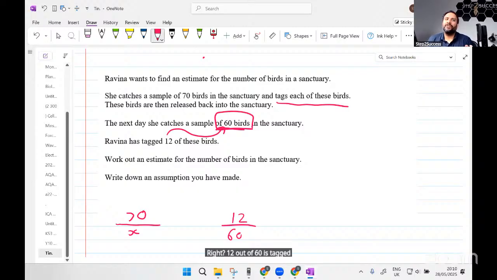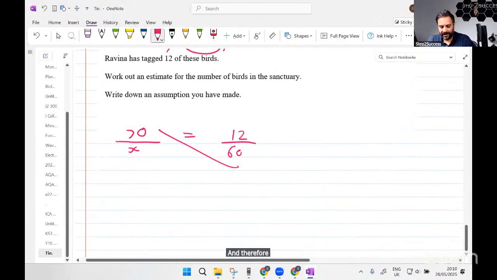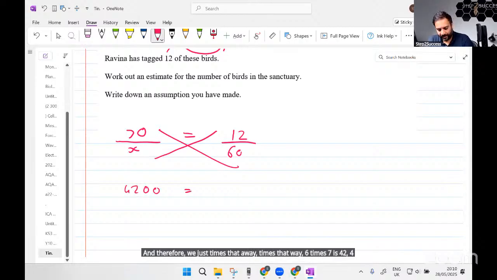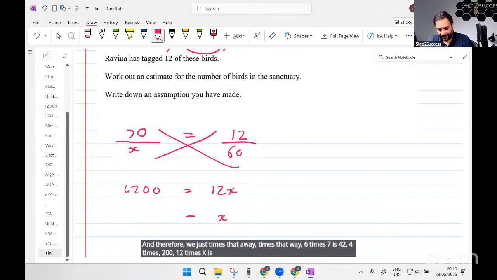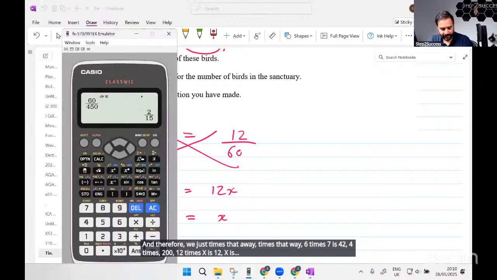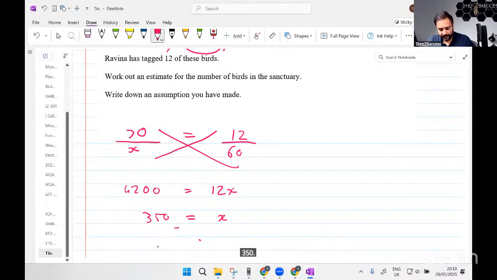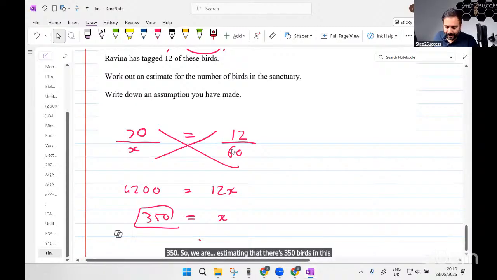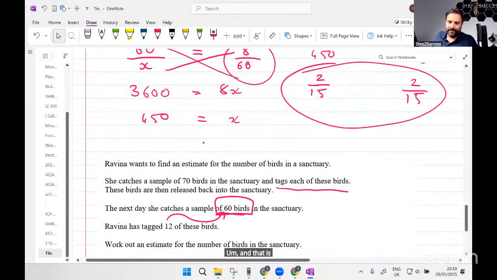And again, we just assume that these two fractions will be the same. And therefore, we just times that way, times that way. 6 times 7 is 42, 4,200. 12 times x is 12x. x is 4,200 divided by 12, 350. So we are estimating that there's 350 birds in this thingy. And that is capture, recapture.